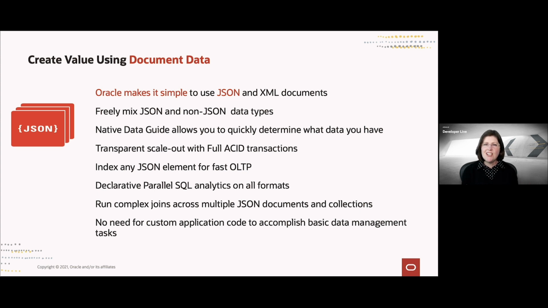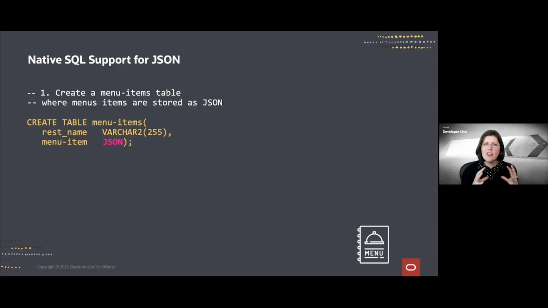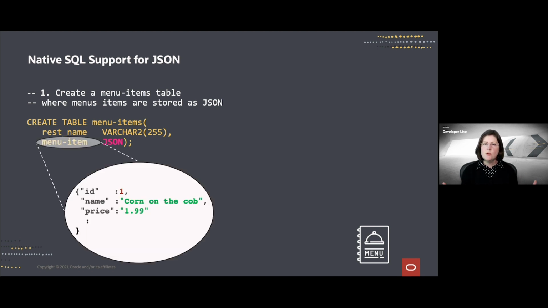So let's take a look at using JSON inside the Oracle database. Here you see that I'm creating a table called menu items. It's got two columns, one relational, which is the restaurant name, and one that is just JSON documents, and those JSON documents are storing information about the different menu items we have in our restaurant. If we take a look inside one of those JSON documents, they're pretty straightforward. I've got an ID for each of the menu items, then the name, the price of that item, and a couple of other attributes about the item.